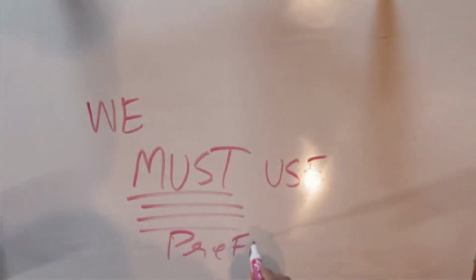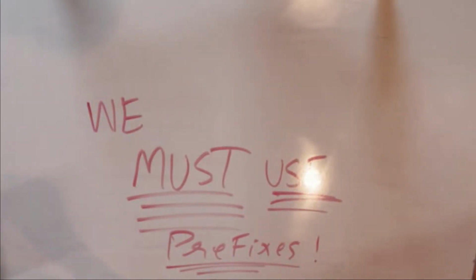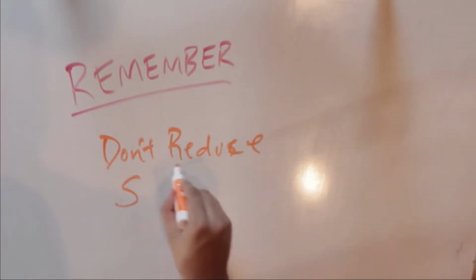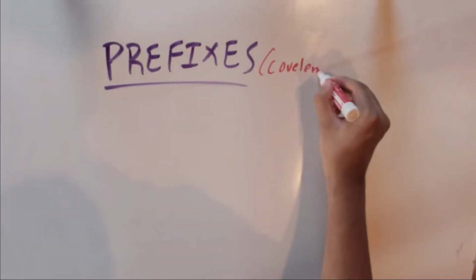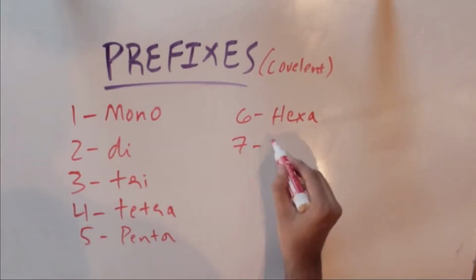Covalent naming is just like ionic with one major difference. We actually have to use prefixes in order to show how many atoms of each element there are. And before I forget, don't reduce the subscripts. So here are the prefixes. You can stop the video if you need to write them down, but I'm going to move on.